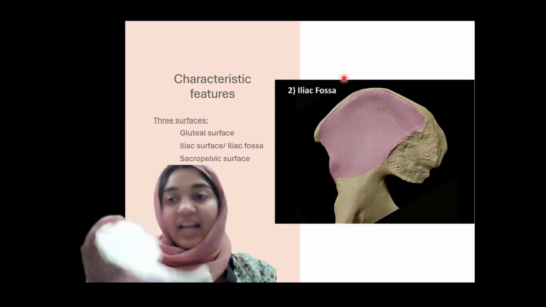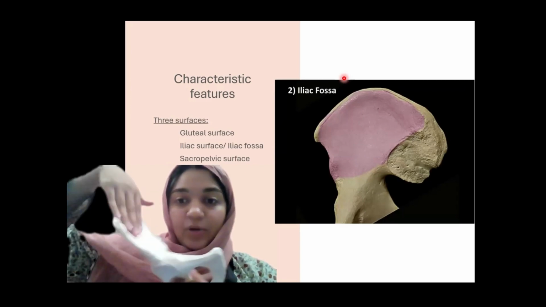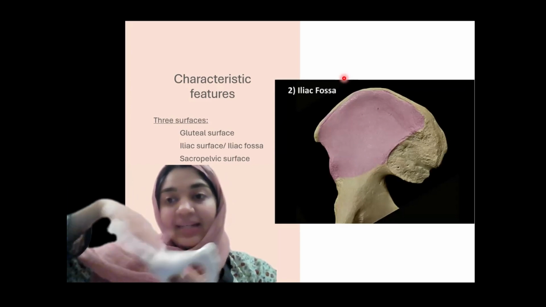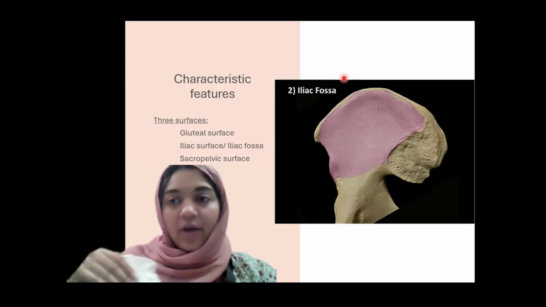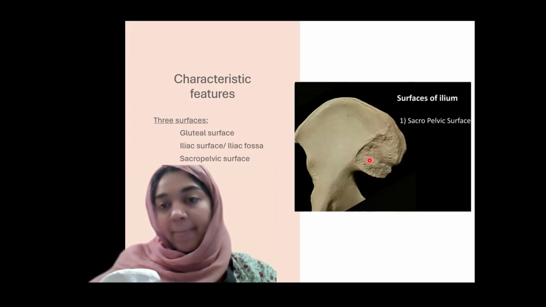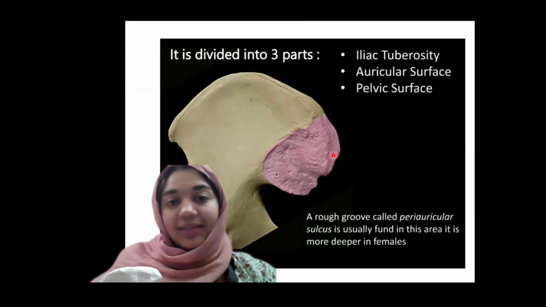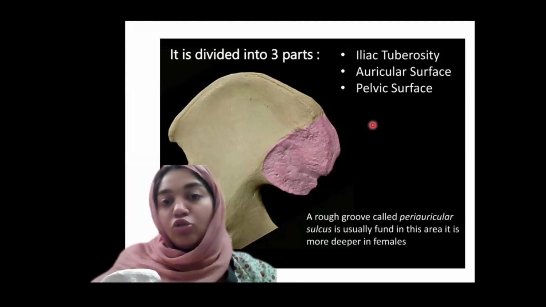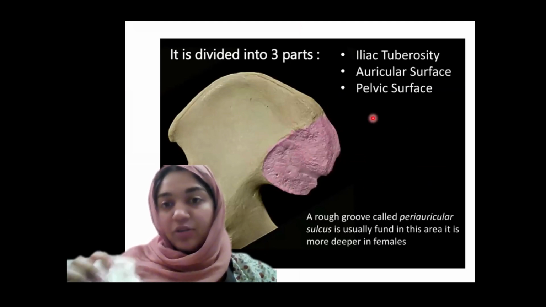Then we have the iliac fossa. Now the iliac fossa is inside because the iliac fossae on the right and left both join to form the pelvic cavity, right? And then we have the sacropelvic surface. This is the sacropelvic surface, this rough area, right? Look at this pink area. It's divided into three parts, right?